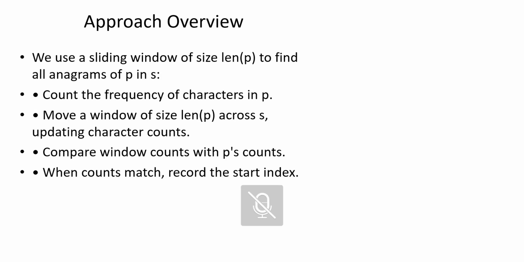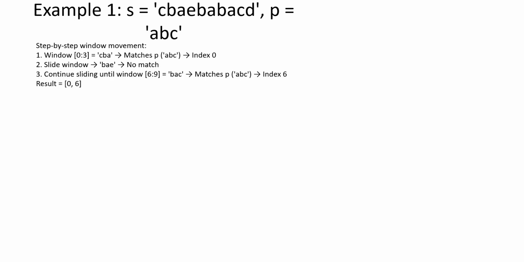So the approach here is, we use a sliding window of size length p to find anagrams of p in s. This is the fixed size window, and we count the frequency of characters in p. Move a window of size length p across s, updating character counts. Compare the window's count with p's count. When the counts match, record the start index. So basically we are comparing the hash maps.